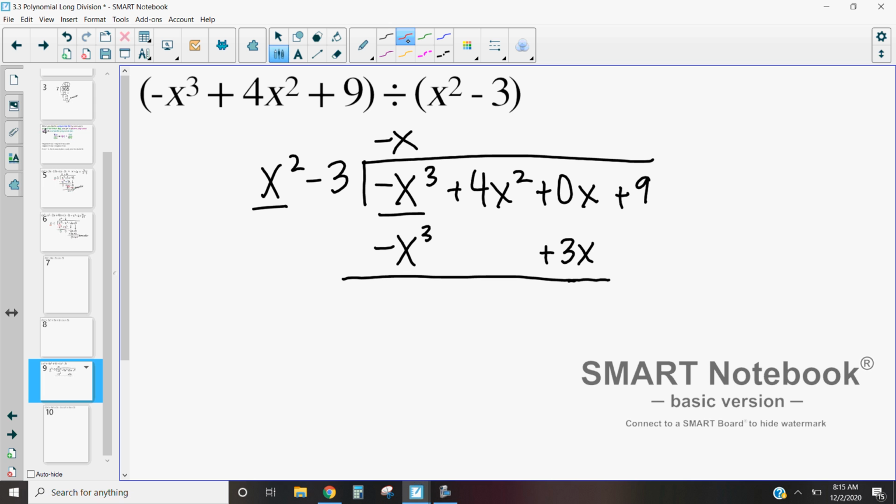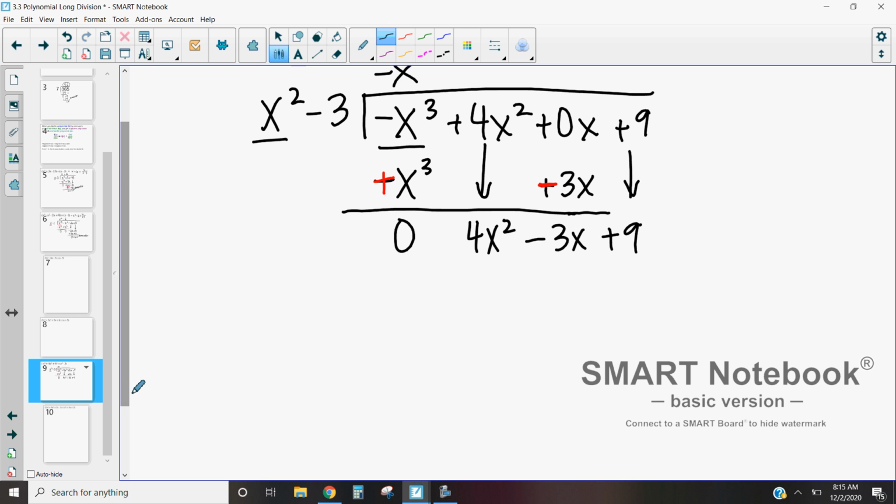And so then what we want to do is simplify these. So we're going to switch the signs on them. And negative x cubed plus x cubed is 0. Then this number is going to come down. So we've got 4x squared. 0 minus 3x is negative 3x. And then I'm also going to bring down my 9.